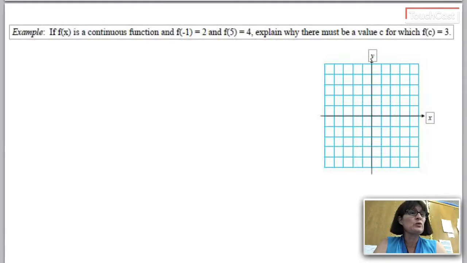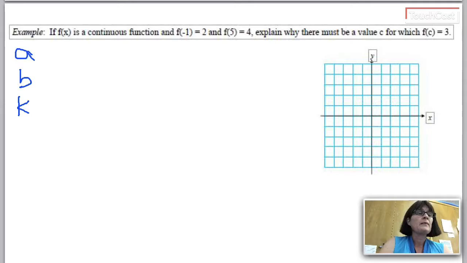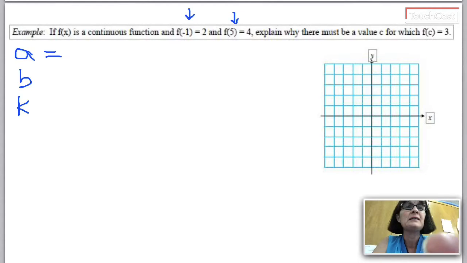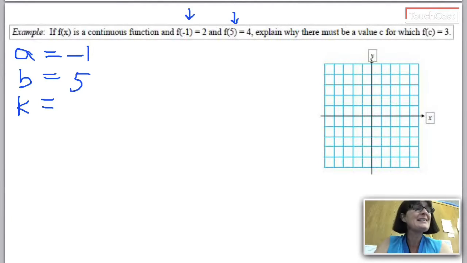So if you're going to compare this to the words in the original intermediate value theorem, let's see if we can figure out, what do you think is standing in for a? What do you think is standing in for b? And what do you think is standing in for k? Well, a is the leftmost x value. So I have two x values here, -1 and 5. So I'm going to say a is -1. b is 5. k is the output value, the y value that I care about, so k here is 3.